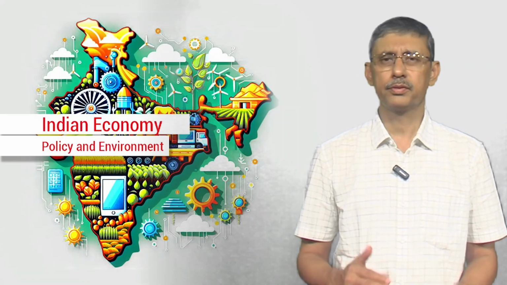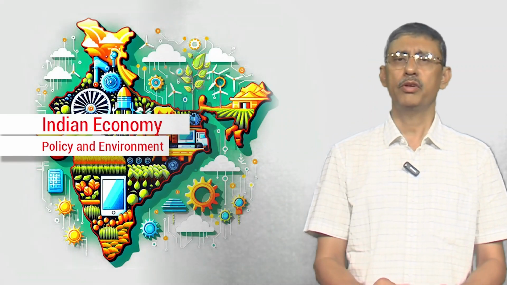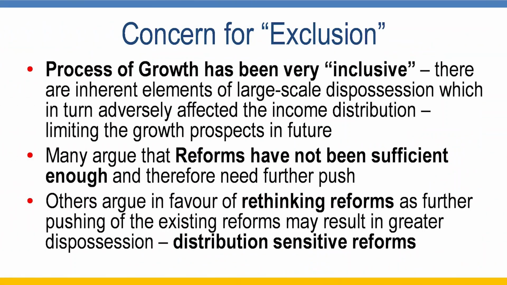Now, to sum up, we have a concern for this exclusion in the entire reform period. We have seen the process of growth has been very inclusive when we take the notion of poverty reduction, but we have seen that there are inherent elements of large-scale dispossession, which in turn adversely affected the income distribution, and that limits the growth prospects in future.